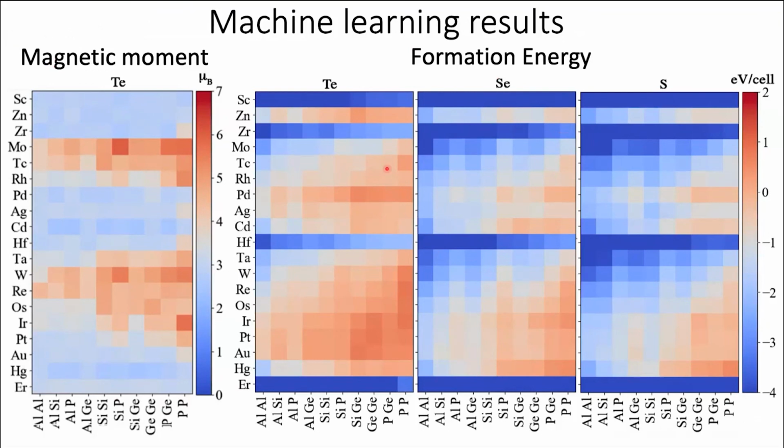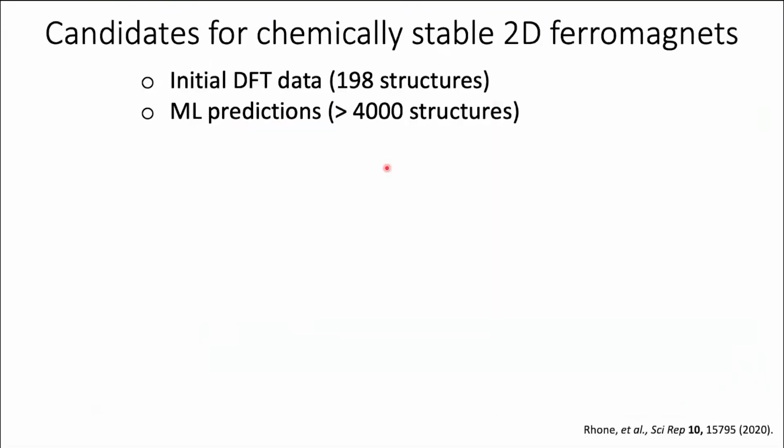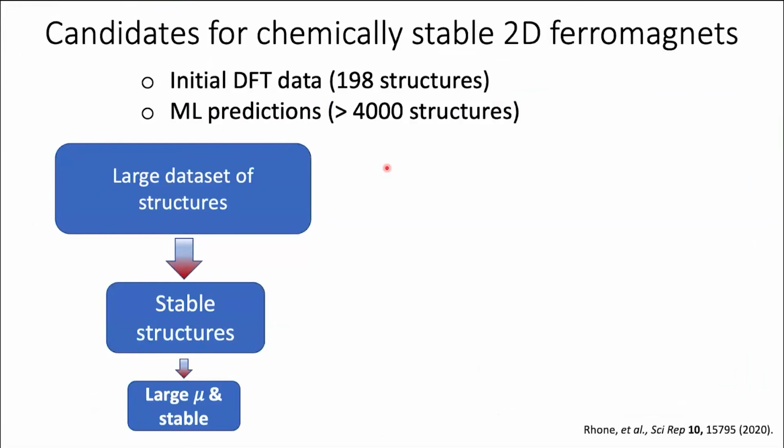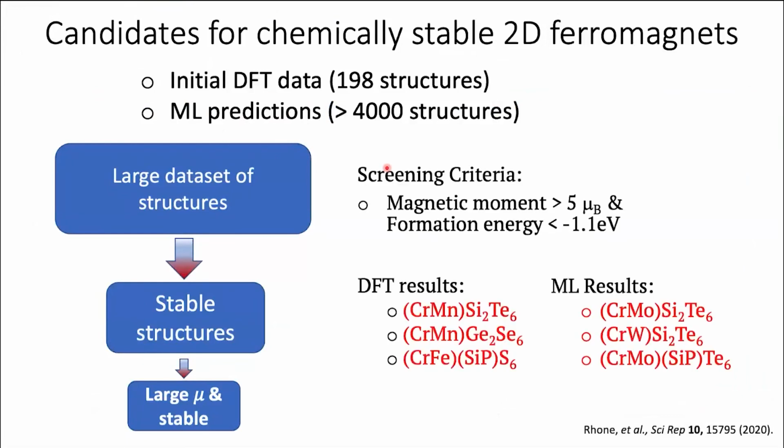Once you have all these predictions, you can then do some screening. You can say, well, I want materials that have a high chemical stability and a high magnetic moment, and then select the best candidates from DFT and from the predictions. Of course, check the predictions with further DFT results, and then eventually compare these results with experiments and see if the predictions are actually making good sense. And I'll skip the experimental discussion in the interest of time.